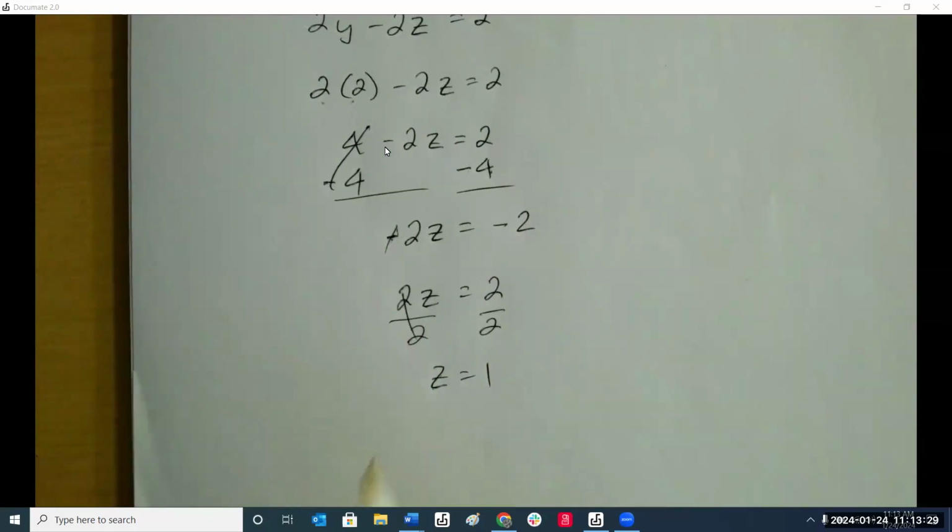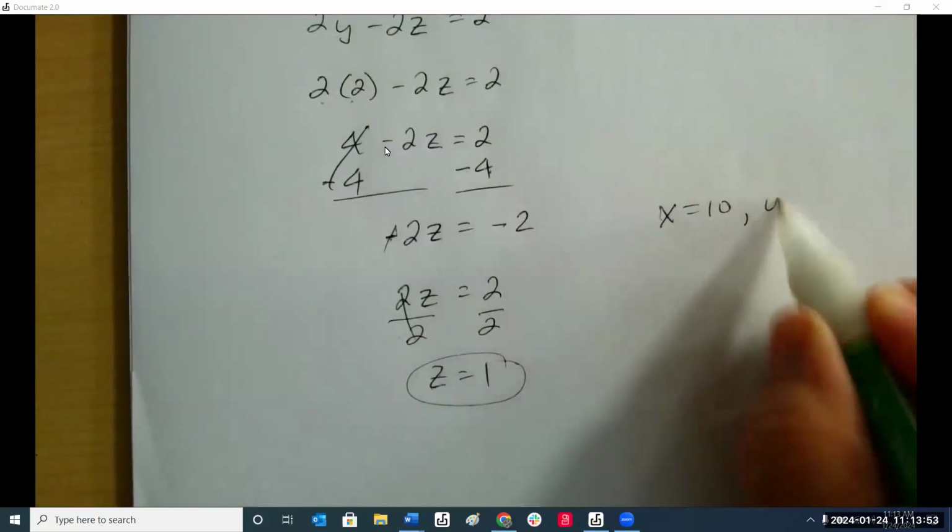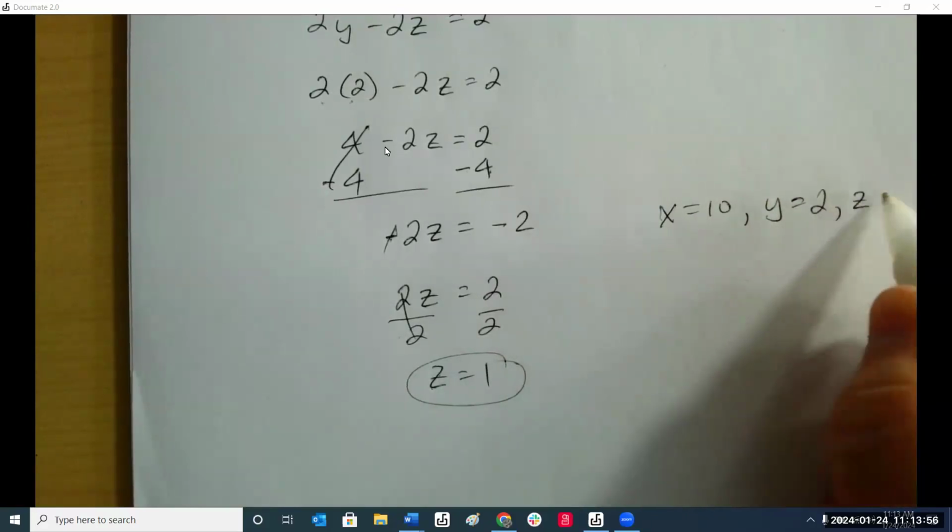Besides just negatives, dividing by negatives is the next biggest problem students will have errors in. Because if you forget to put a negative here, you may forget to do it on this side. So treat the negatives, the signs and the numbers separately. So now we know z is 1. We have x equals 10, y equals 2, and z equals 1.